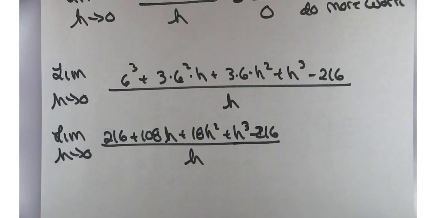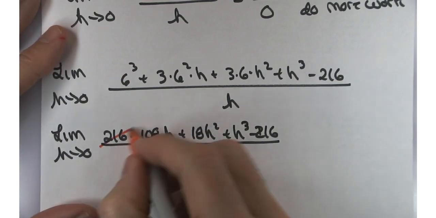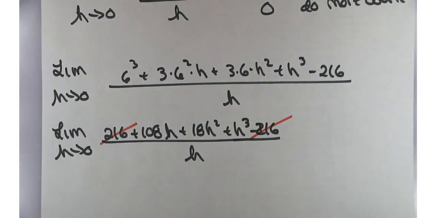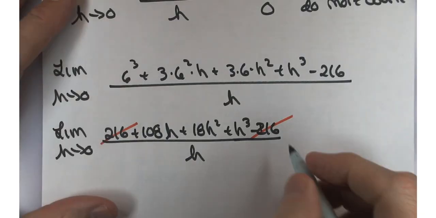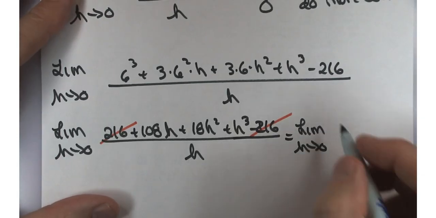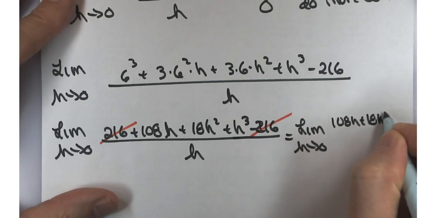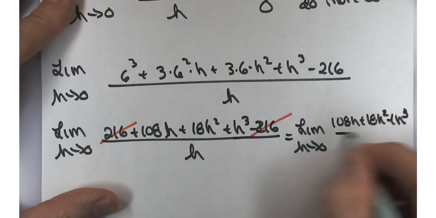But I think we got to a place that we can actually do something now. What can we do that might be helpful? Christian? Divide by h. Cancel out h's. Let's cancel out not the h, the 216. But keep an eye on that h though, because you were heading in the right direction. Limit as h approaches 0 of 108h plus 18h squared plus h cubed over h.